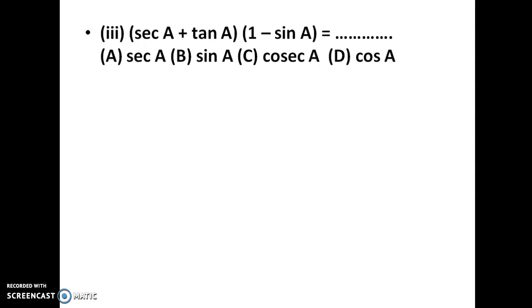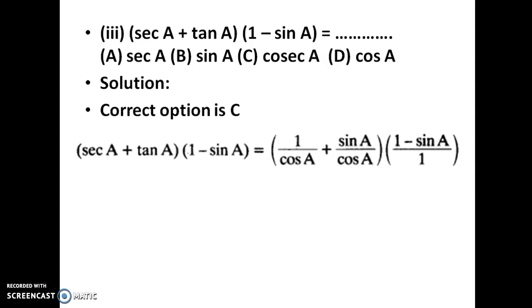The next problem: (secant A plus tan A) into (1 minus sin A) equal to dash. So let's see. So this is the given problem. Everything we are writing in terms of sin and cos. So see, what is secant A? It is 1 by cos A. What is tan A? It is sin A by cos A. Then this 1 minus sin A we can leave as such. Sin A is already there, no? So leave it as such.